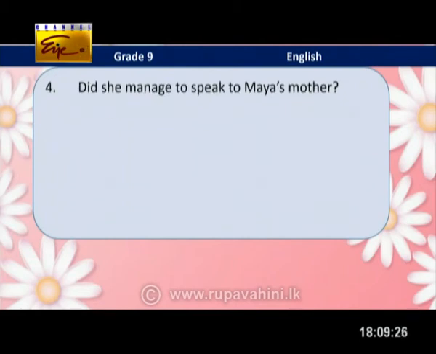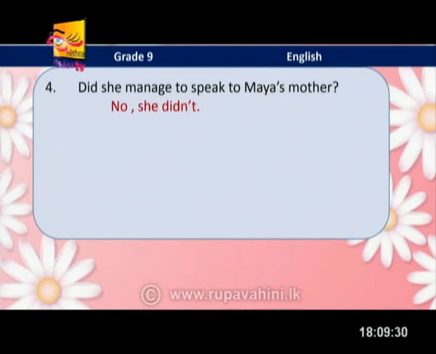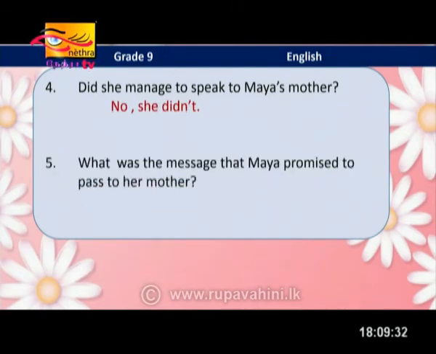Did she manage to speak to Maya's mother? No, she didn't. What was the message that Maya promised to pass to her mother? To call back Auntie Ramani. Yes. So now children, this is a telephone conversation given to you where you have to read and provide short answers like this. Now we'll move on to a textbook activity.